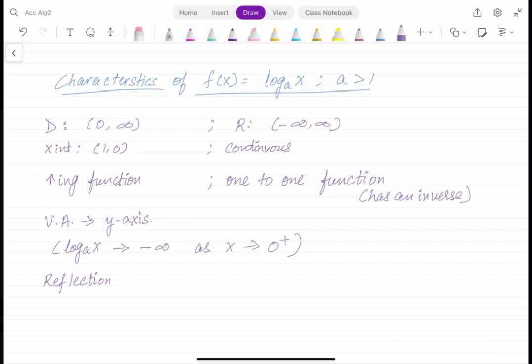And another important thing is it is a reflection in the y is equal to x line, and it is just the reflection of the y is equal to a to the power of x graph. So all these key points, if you understand these key points, then the graphing of the log function would be quite easy.